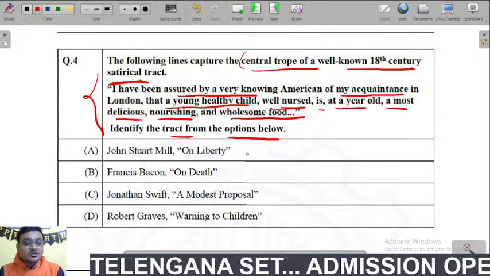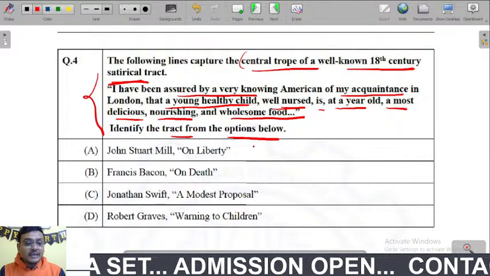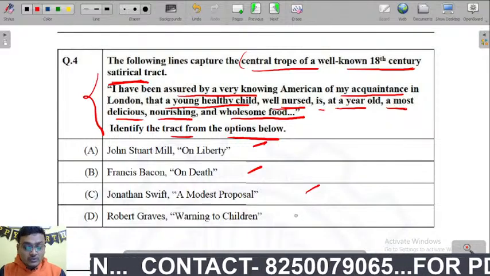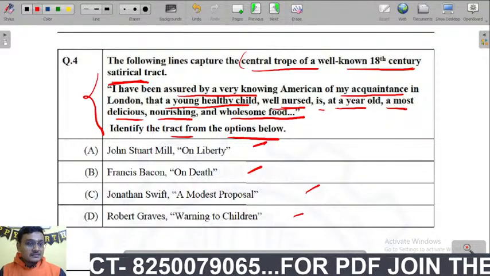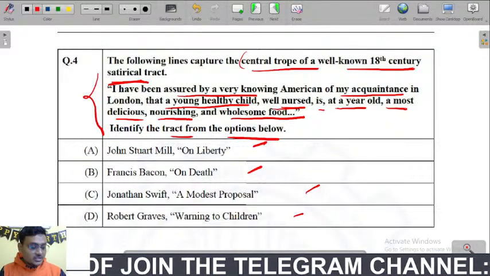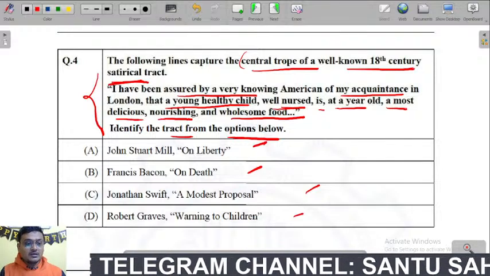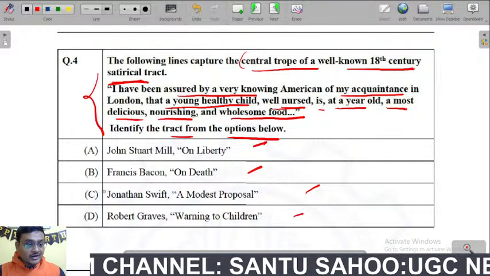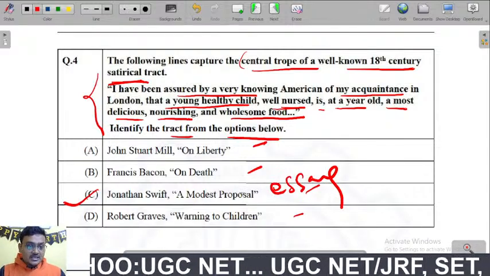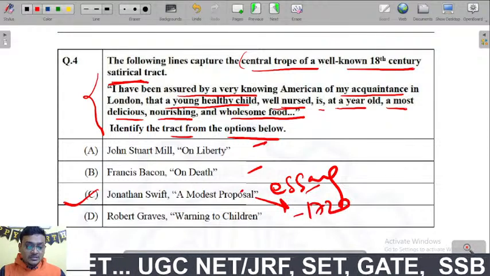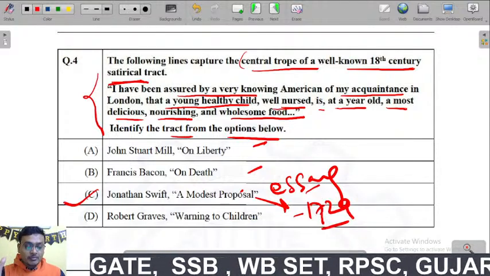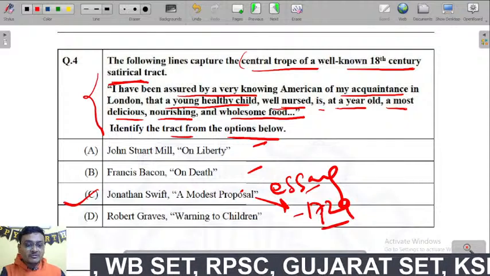John Stuart Mill's On Liberty, Francis Bacon's On Death, Jonathan Swift's A Modest Proposal, and Robert Graves' Warning to Children. So this famous satirical tract appeared in the work called Jonathan Swift's A Modest Proposal. It is an essay, published in the year 1729. You know that Jonathan Swift is a hater of mankind. So A Modest Proposal is the right answer.